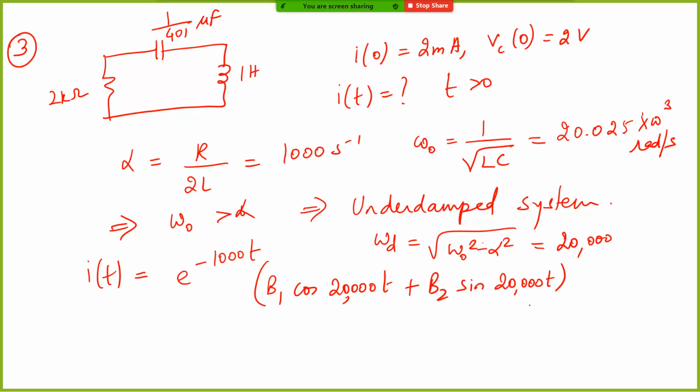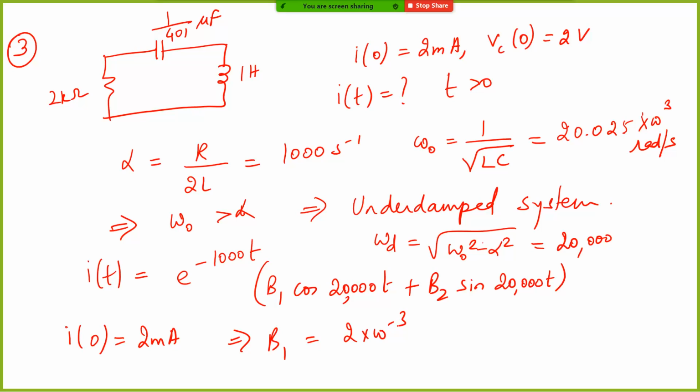So first of all, you can set I of t, I mean, at t equal to 0, I of 0 is 2 milliamp, right? So for t equal to 0, what happens? Sin 0 becomes 0, and e to the power of 0 is also 1. So you have B1, and cos 0 is 1. So B1 becomes 2 milliamp, correct? Or 2 into e minus 3, right? So obviously B1 becomes 2 into 10 power minus 3.